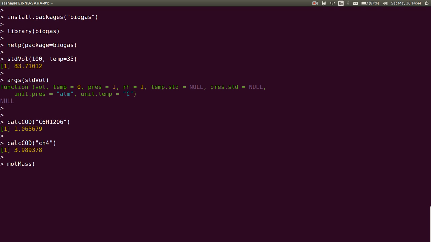Mole mass, you might guess, is used to calculate the molar mass of any compound. Methane, for example, and let's look at glucose. And there's glucose, 180 grams per mole.